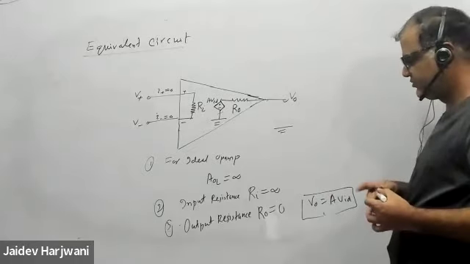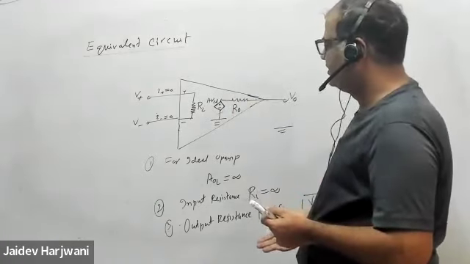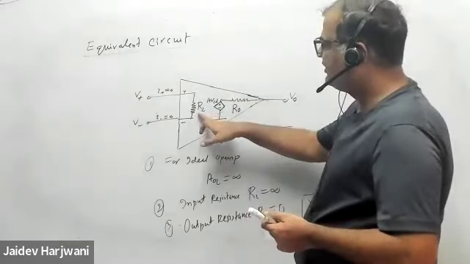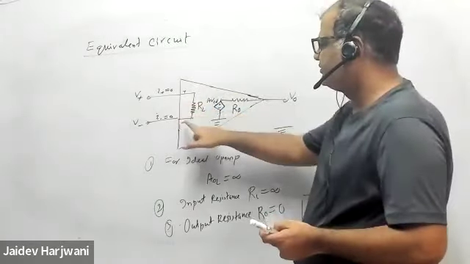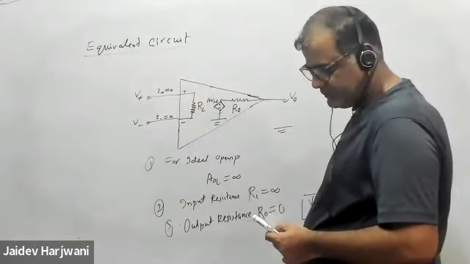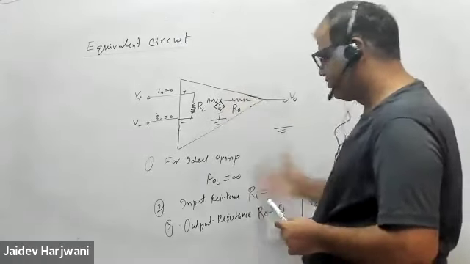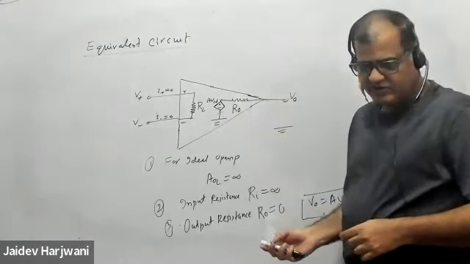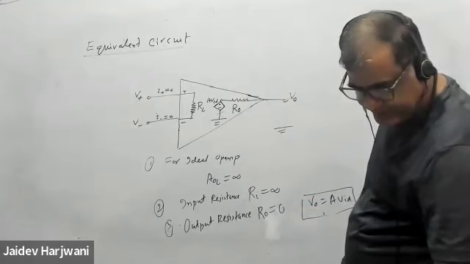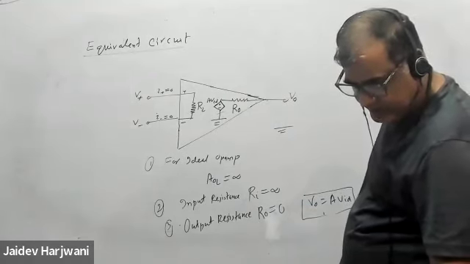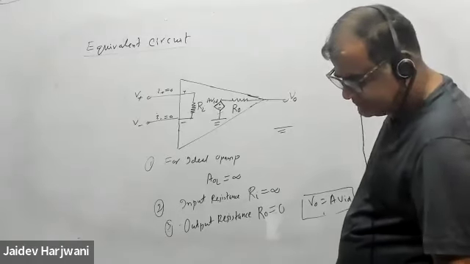We'll discuss some more things which we require for our problem solving. So this RI is infinite. Infinite means you can treat it as open. When it is open, no current can come here. And here R naught is zero, so this V naught is equal to A VID. If you understood, then I will go to next. Is there any question?